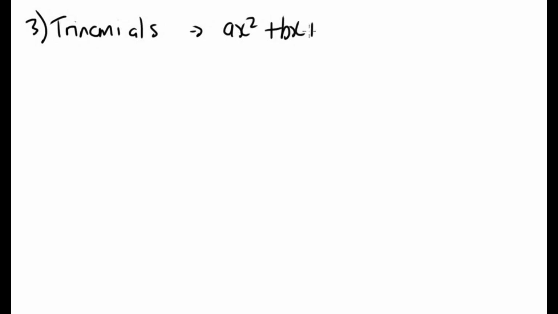Right, so the third type is basically trinomials. So how do I identify it? It's basically in the format of ax squared plus bx plus c. Okay, that's how we identify it. What you'll notice is there's basically 3 terms. There's always 3 terms. Tri means 3. And it's in this format, ax squared plus bx plus c.